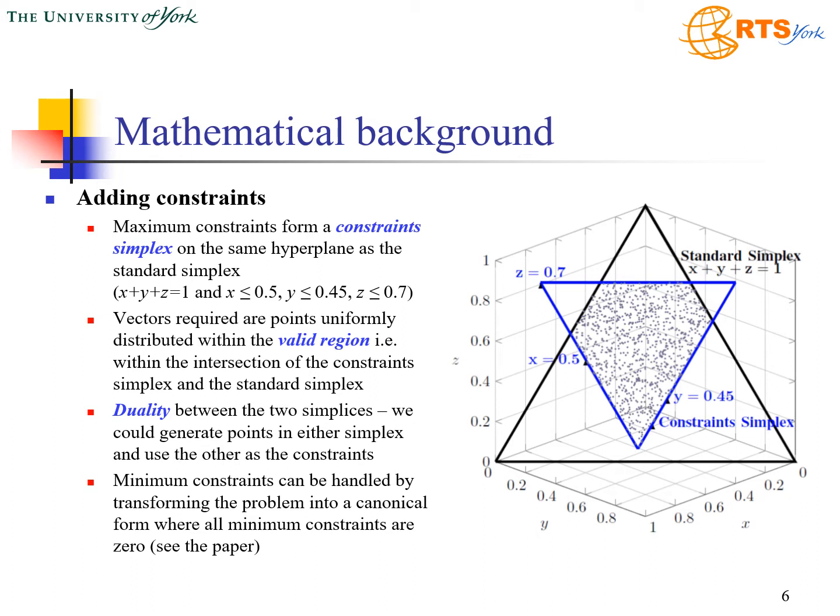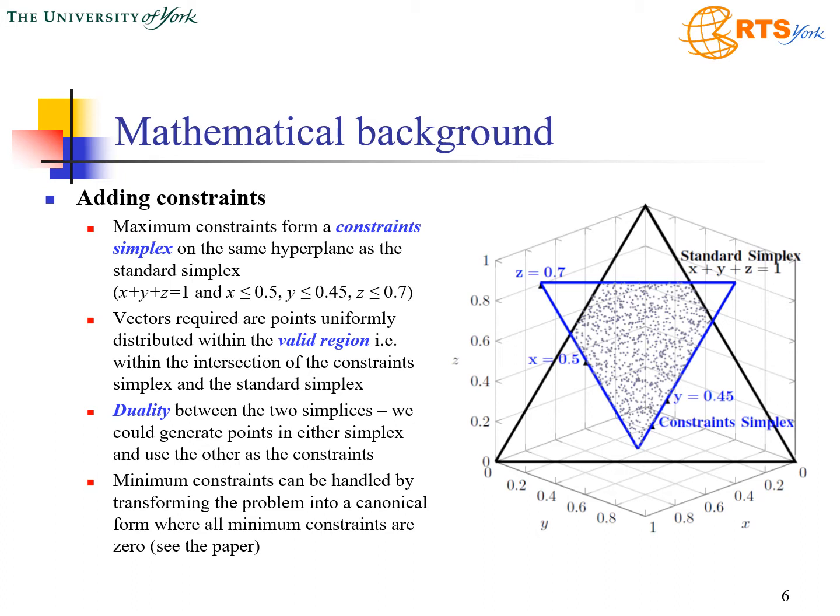Now, if we add constraints, then the maximum constraints form a constraint simplex, which is on the same hyperplane as the standard simplex. So here in the diagram, we have the additional constraints that x is less than or equal to 0.5, y is less than or equal to 0.45, and z is less than or equal to 0.7. The vectors that we require are points that are uniformly distributed within the valid region, in other words, within the intersection of the constraint simplex and the standard simplex.